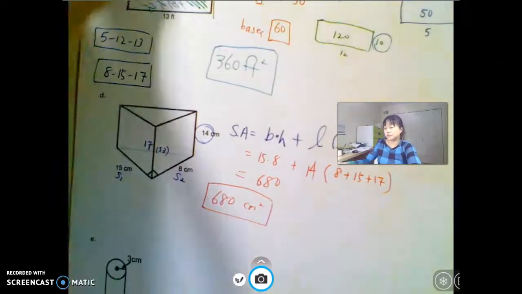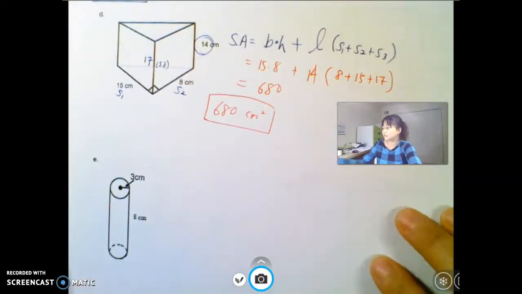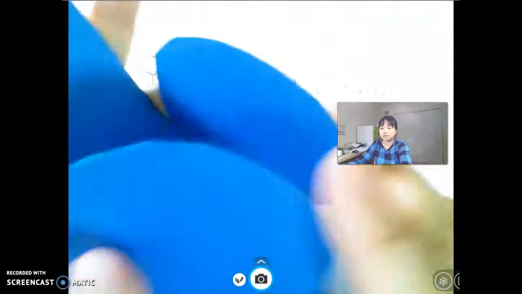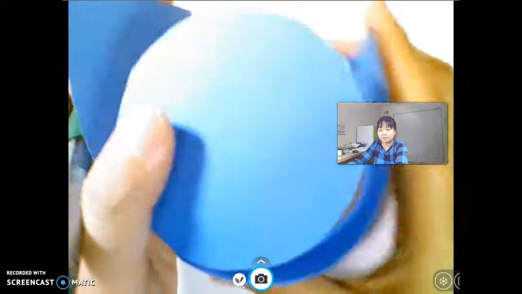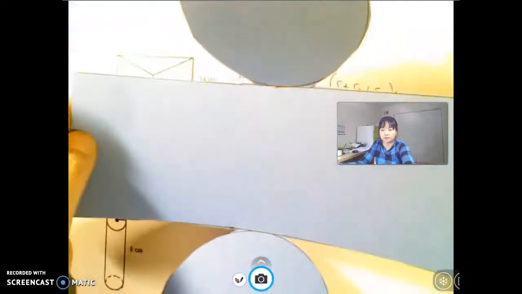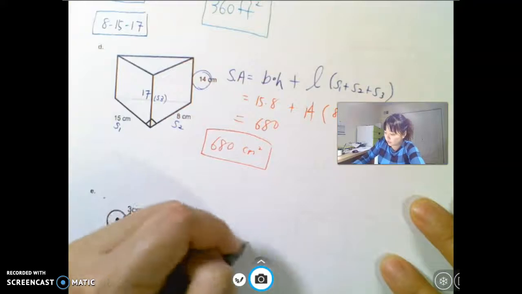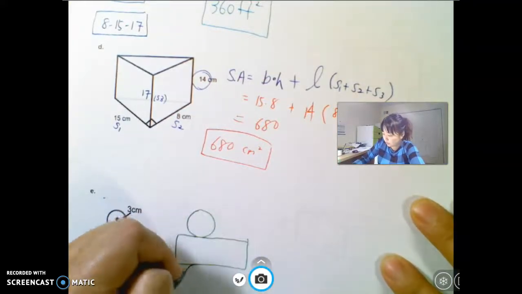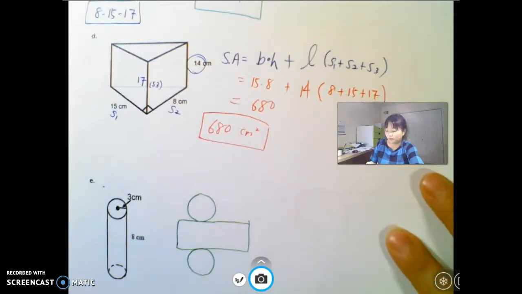Now we're moving to a cylinder. A cylinder, I made it earlier too. Cylinders have a circle top and circle bottom, but the side of the cylinder, if you open it up, just becomes a rectangle. So a cylinder's net drawing would look like this. It'd be a circle and a circle, and then there'd be a rectangle. So you just have to add all of them.